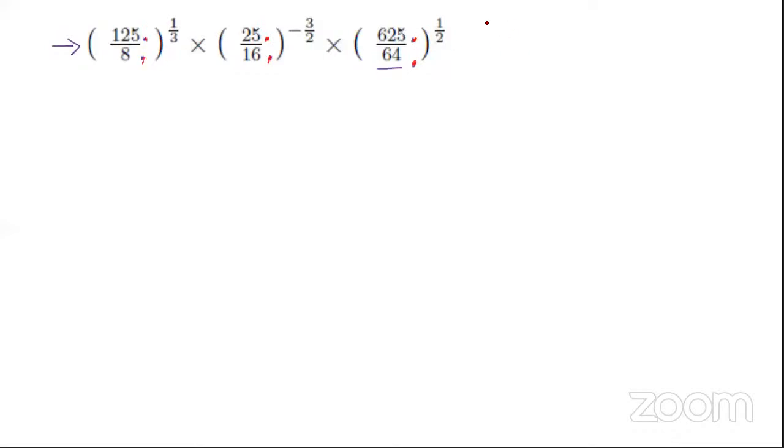So for example, when we have 125, what is this in power form? We are going to use the chart. Maybe someone can raise a hand and tell us. Yes, Craven. It's 5 power 3.